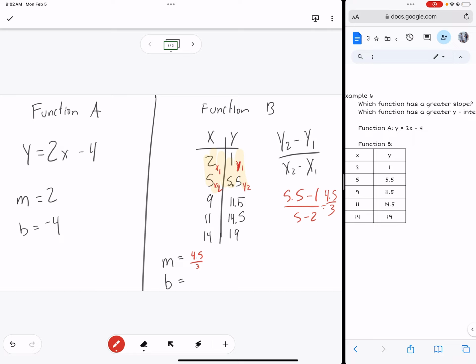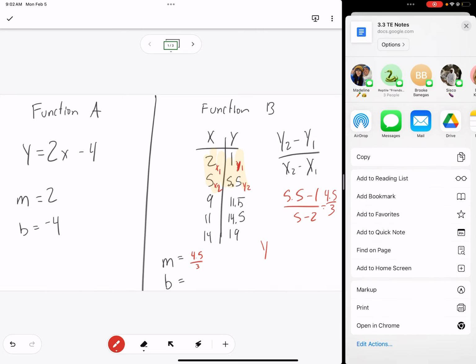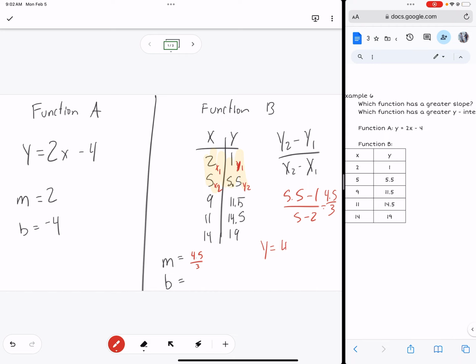So now we have to go find the y-intercept. How do I find my y-intercept? Well, I'm going to plug it into an equation. I'm going to have y equals 4.5x plus b. I'm going to use the first point because that's the easiest one. So it's going to be 1 equals 4.5 times 2 plus b. What's 4.5 times 2? 9. So it's 1 equals 9 plus b. When I subtract 9 on both sides, my b equals negative 8. All right, so which function has a greater slope, A or B? A has a greater slope.